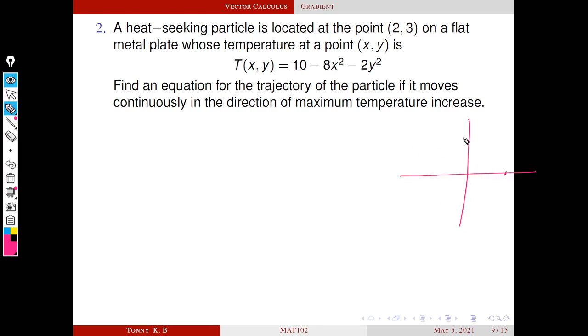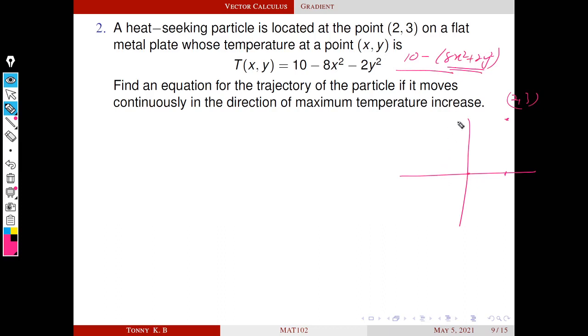So this is our point (2, 3) somewhere here, and this is a metal plate. It is clear that its maximum temperature is actually at (0, 0), because this is 10 minus 8x² minus 2y². We can rewrite this as 10 minus (8x² plus 2y²), so this is always non-negative. So its maximum is when it is 0, that is at the origin.